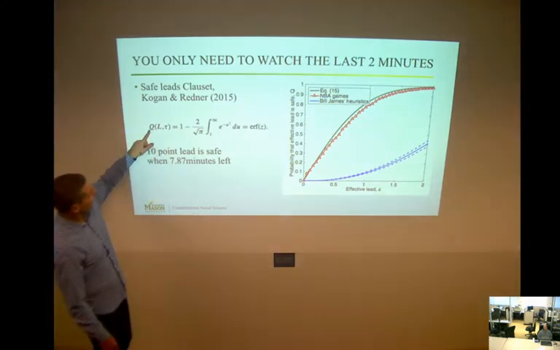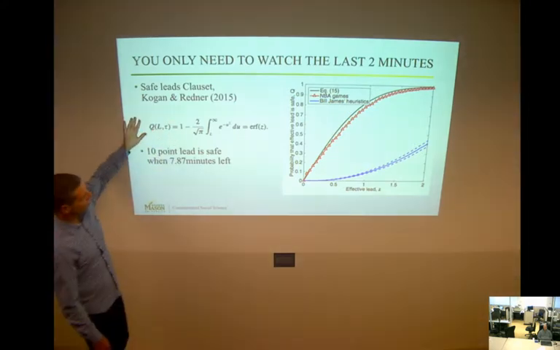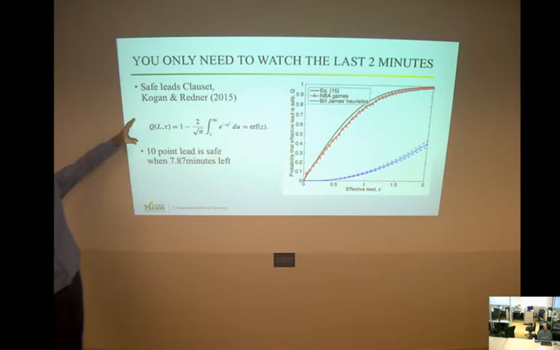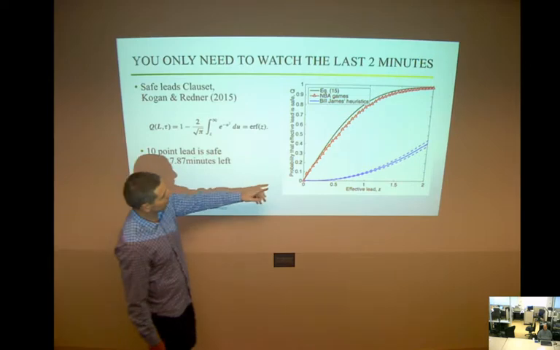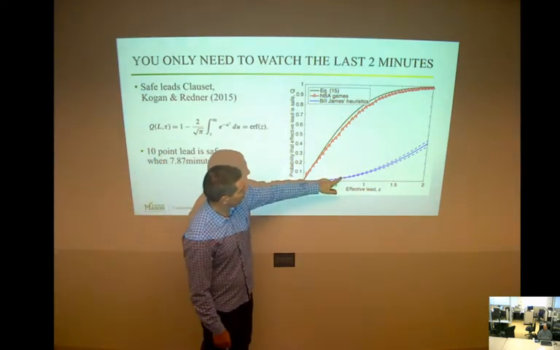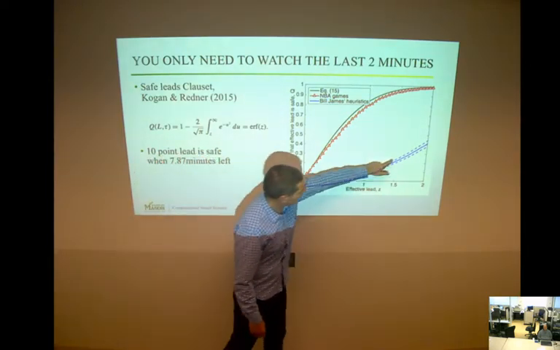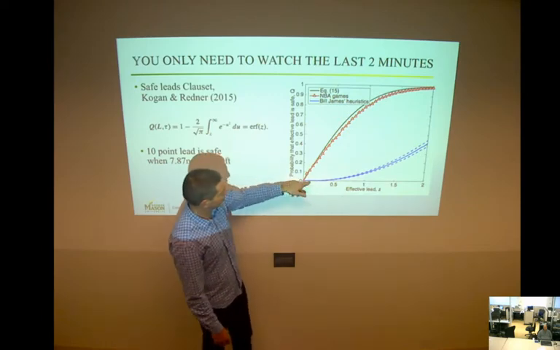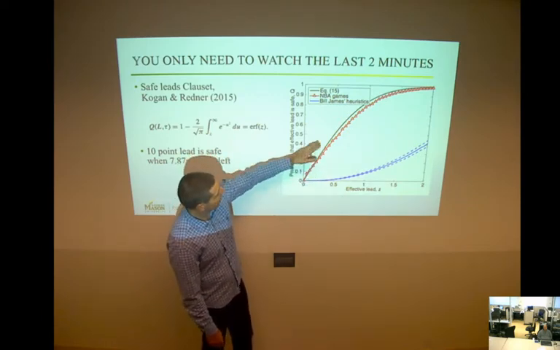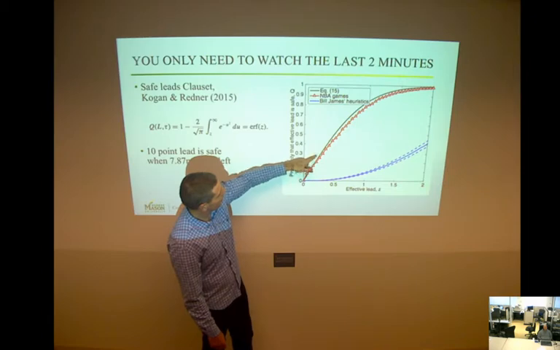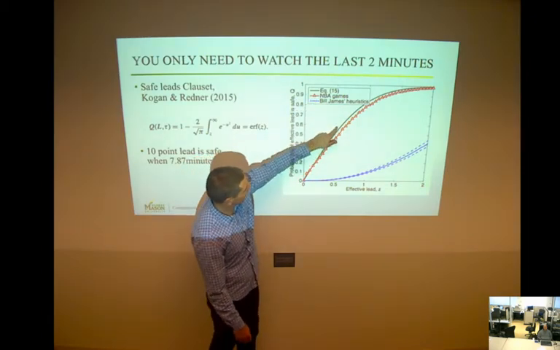But they've produced this physics equation, which I'm not really quite sure how to interpret, but basically it means that a 10-point lead is safe when there's 7.87 minutes left in the game. I mentioned Bill James, so he had a heuristic about the effective lead and the probability of losing that. You can see it's a very different equation. So this is the NBA games, and that's their equation.